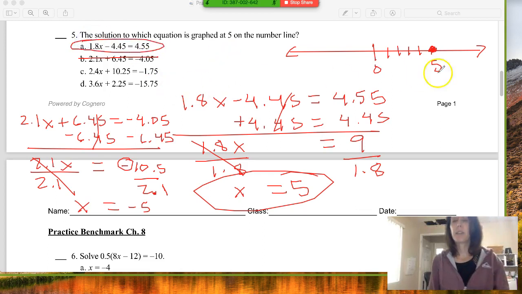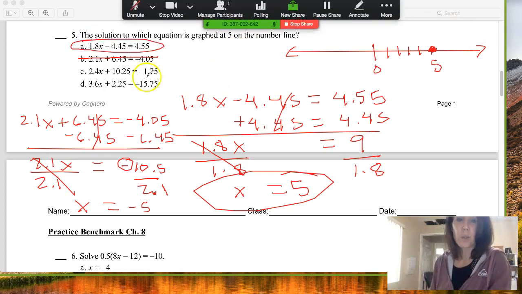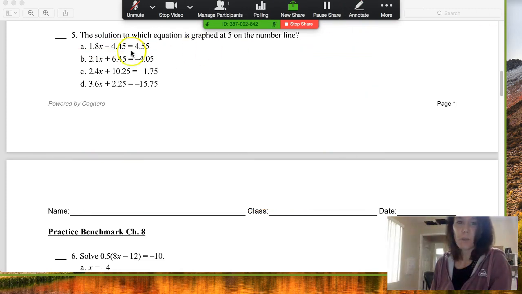Now another thing that you could do to see which one is a solution, plug in 5 here, plug in 5 here, plug in 5 here, and plug in 5 here. See which one is an accurate solution. So if I took that method instead of solving each of these, if I just checked to see if it was a solution, I would just do this.